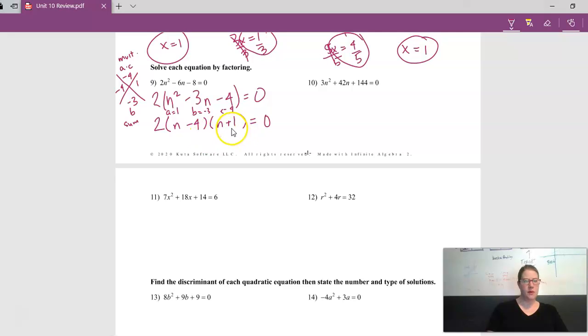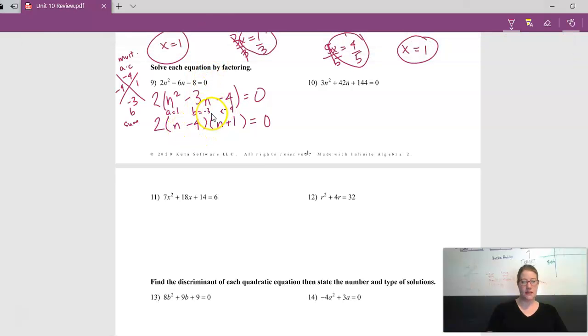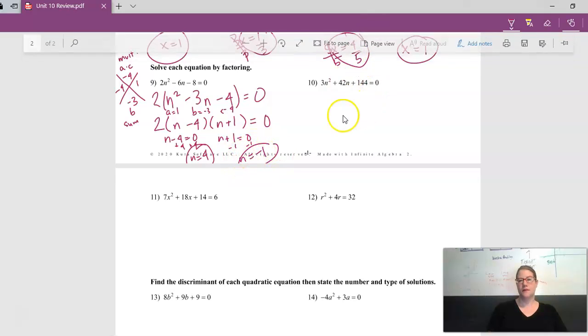Then remember, you always want to divide them by a, but in this case, a is 1, so that's not going to change anything. So now that I have it all nicely factored, I can do just what we did on the problems above and find the zeros. So set each factor equal to 0 and solve for the variable. So n equals 4 and n equals -1.